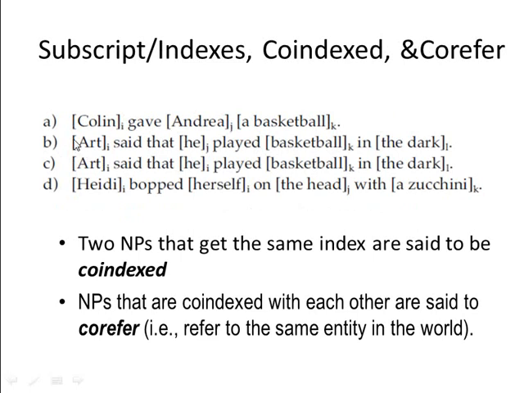So here, look at this example. Colin gave Andrea a basketball. Or let's go to D. We go back to the same example. Heidi bobbed herself on the head with zucchini. Di sini kita lihat yang dikurung itu adalah noun phrase. Heidi noun phrase, herself noun phrase, the head noun phrase, a zucchini noun phrase. So there are four noun phrases in this sentence. Now let's have a look at these small, small words. We have I, J, K.